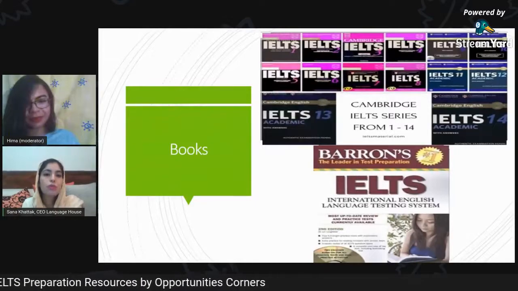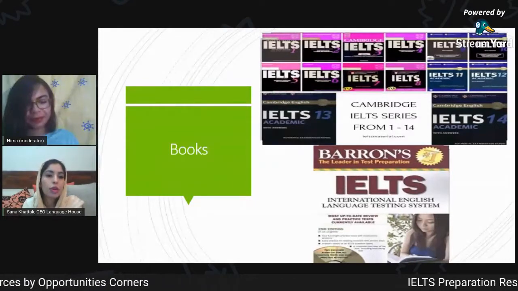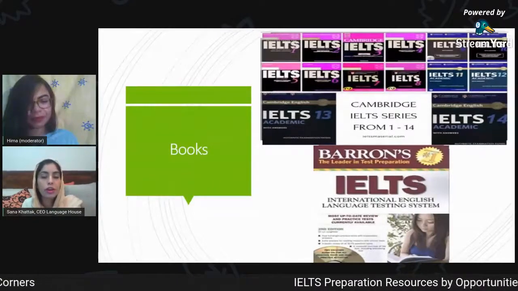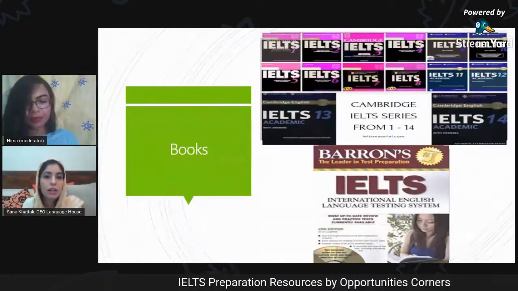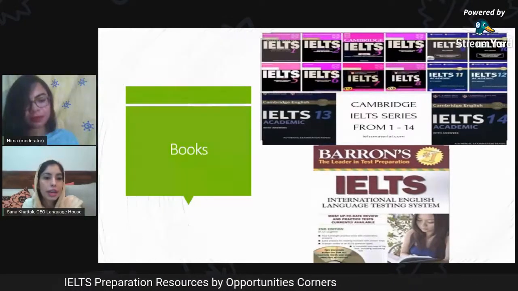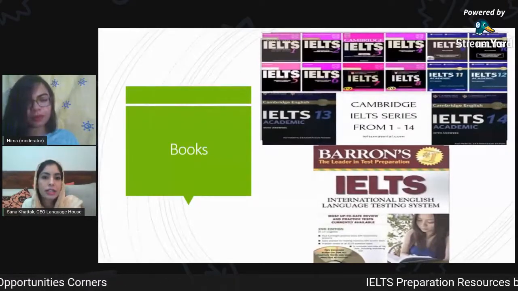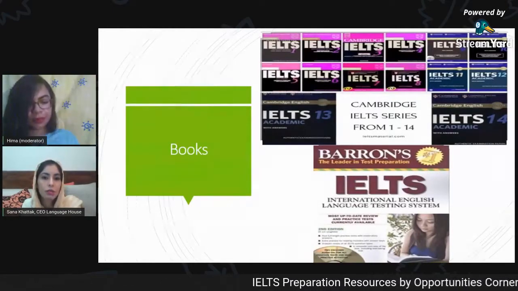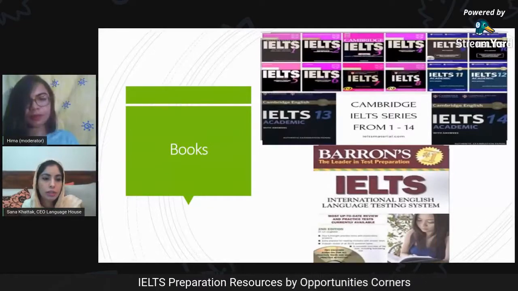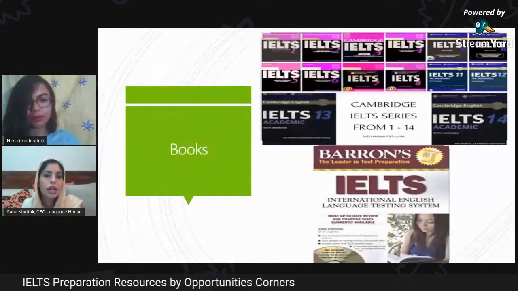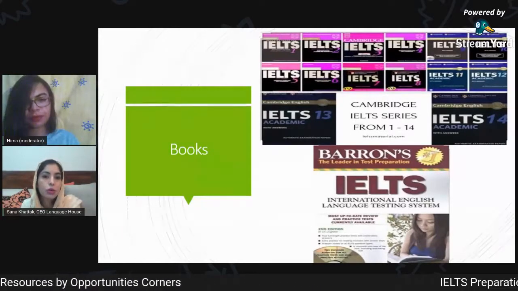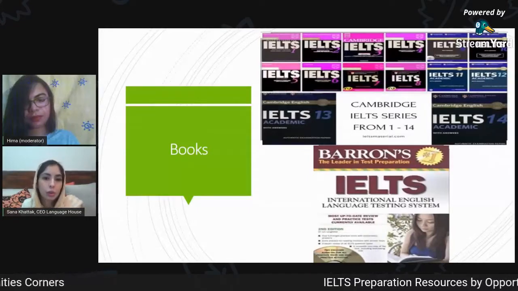Well, there are two sorts of books. There are some people who are preparing on their own. There are some people who are already on band 6.5 and they don't want to hire or engage a teacher for the further preparation. For them, this IELTS Cambridge series is very good, which is on the upper side of the slide. So this series is very useful for those people who want to prepare on their own.